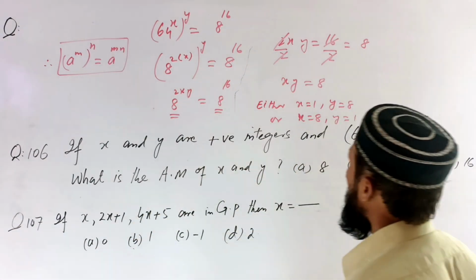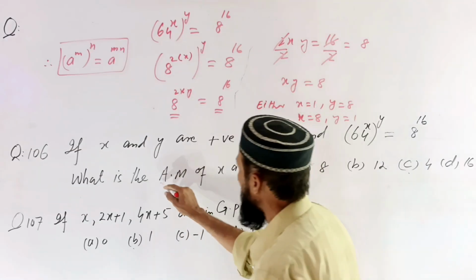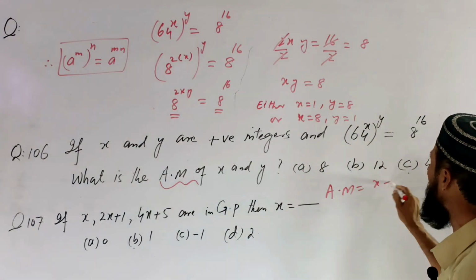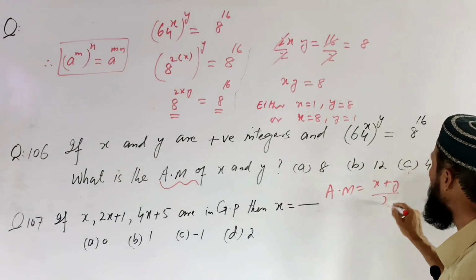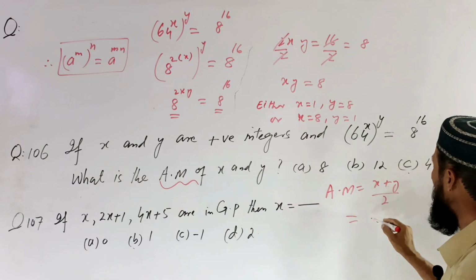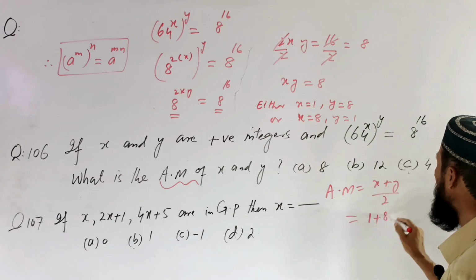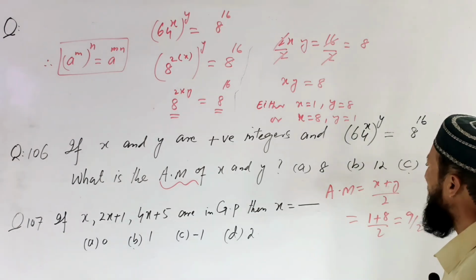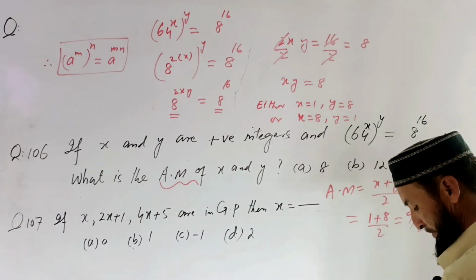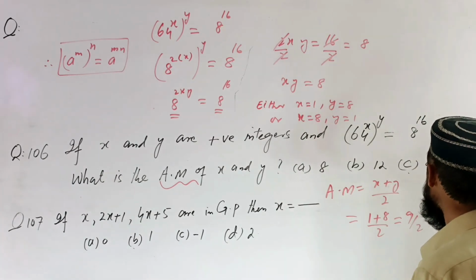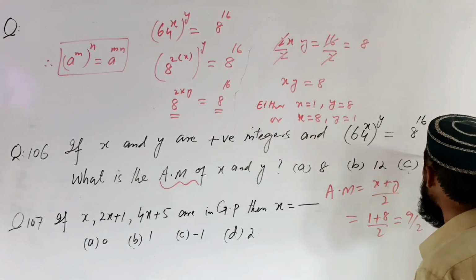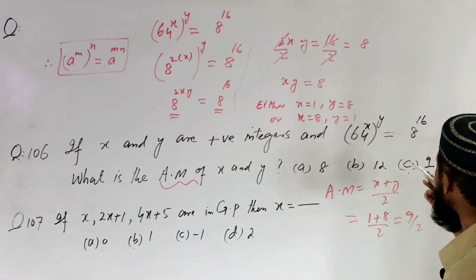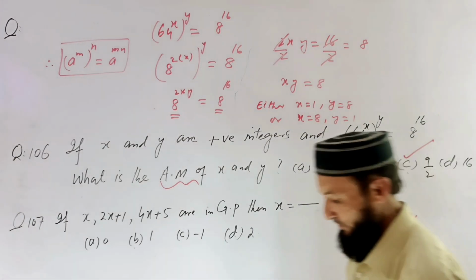So here the arithmetic mean is required. What is the value of the arithmetic mean? The arithmetic mean between two numbers we can write as x plus y divided by 2. Here x is 1 plus 8 divided by 2, we get 9 divided by 2. In the choices 9 by 2 must be present, so I change this result here. C is the correct option, 9 by 2 is the correct answer.